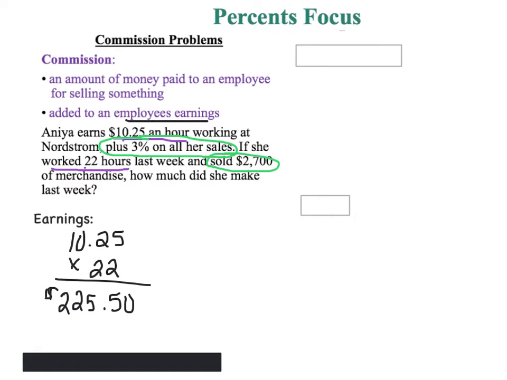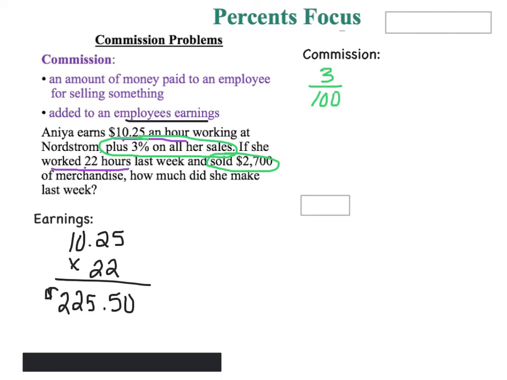Once I have how much she's earned, now let's go to the commission. She earns 3% on every sale. So that's going to be 3 over 100. Percent's always over 100. Since I don't know how much commission she actually earned, my x will go up top. And again, commission is on sales, and she sold $2,700 worth of merchandise, worth of items.